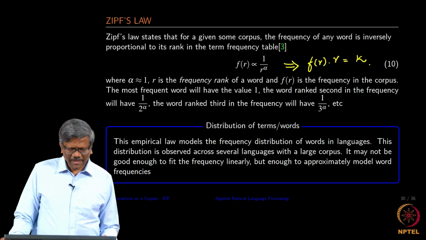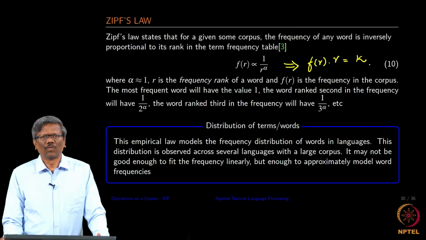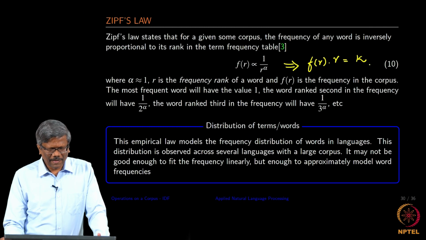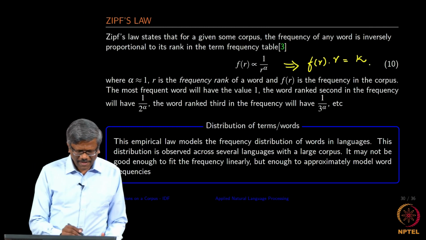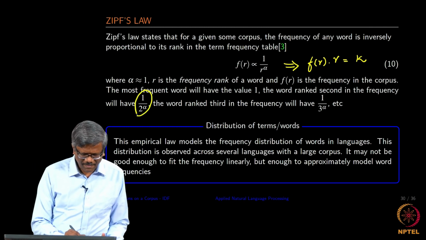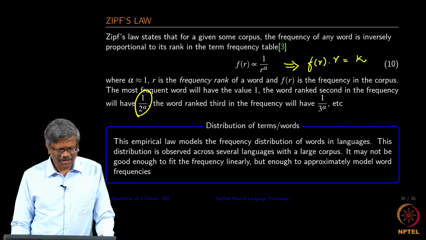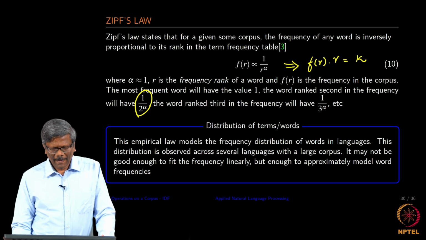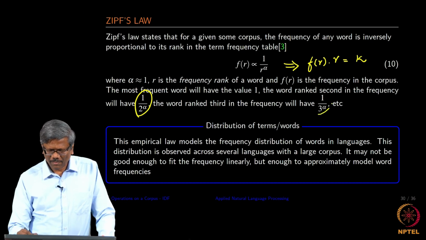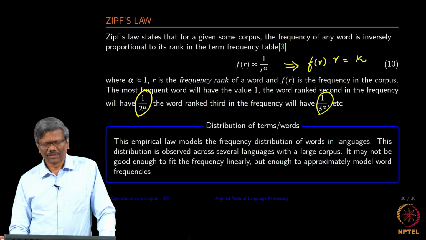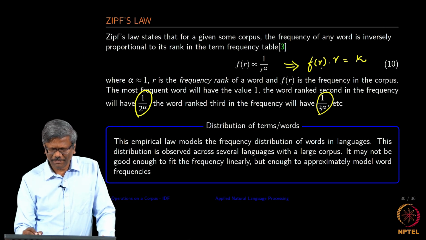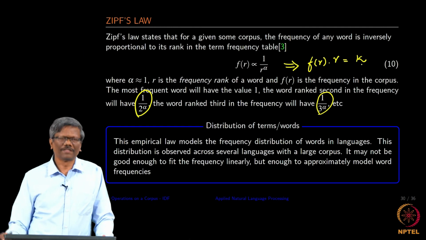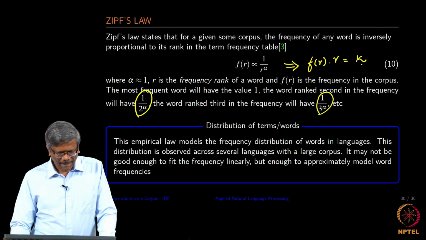Okay. The most frequent word will have the value 1, that is its rank, and then if you look at the second one, the frequency of that particular word would be equal to 1 by 2 to the power alpha, and then the third would be equal to 1 by 3 to the power alpha, and so on. So, if you multiply the frequency and the rank, you are going to get a constant value. This is what Zipf's law is really stating.